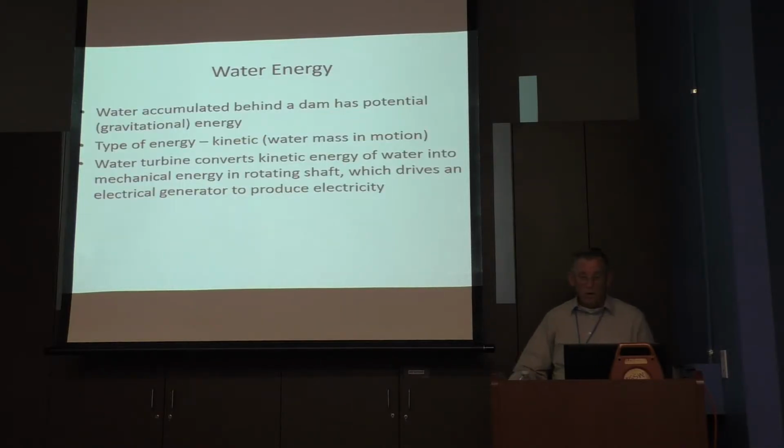The next one is water energy. The type of energy, again, is kinetic. This is water mass in motion. And a water turbine converts the kinetic energy of water into mechanical energy in a rotating shaft, which then drives an electrical generator to produce the electricity. Today, the United States has over 2,000 hydroelectric power stations that supply about 7.3% of the country's total electrical production output.